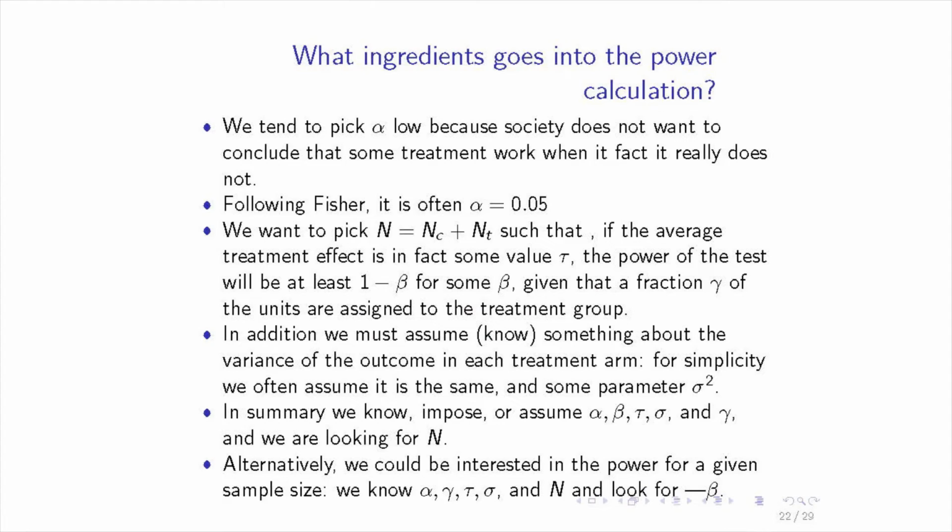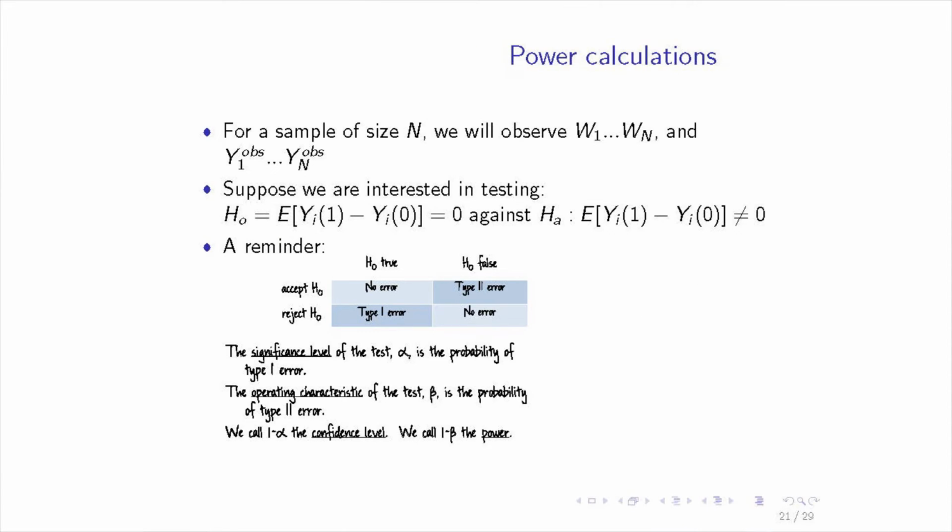So what ingredients go into the power calculation? Of course, we need to pick alpha and beta. Either we pick alpha, and then we pick beta and calculate the sample size we need, or if for some reason someone has given us the sample size and there is no choice, we can tell them, well, for that sample size, this is what the beta is going to be. I'm going to assume that we want a specific beta, a specific power, and we will calculate the sample size that we need to reach it.